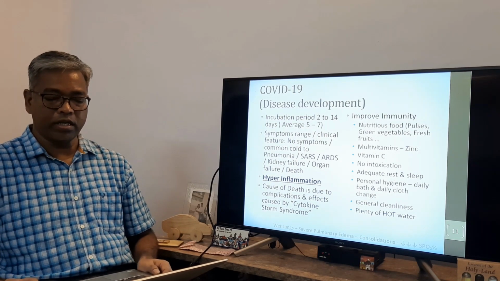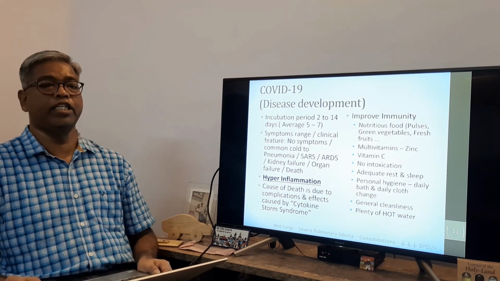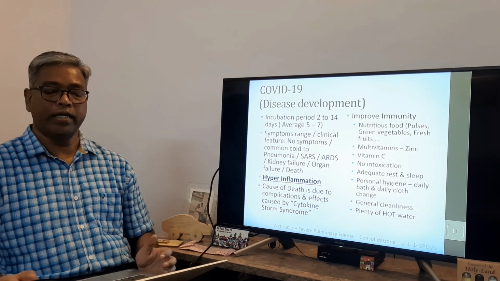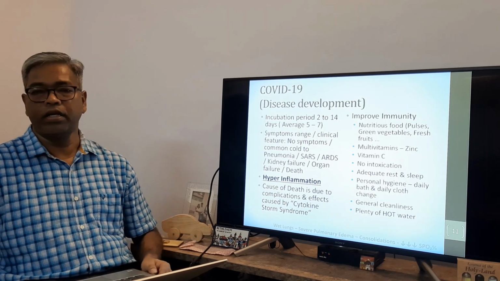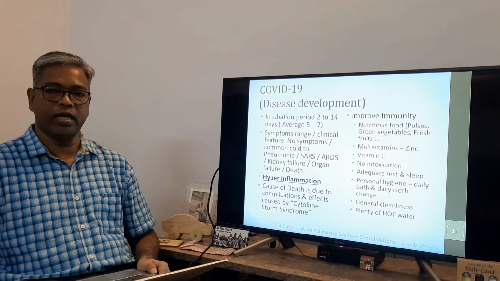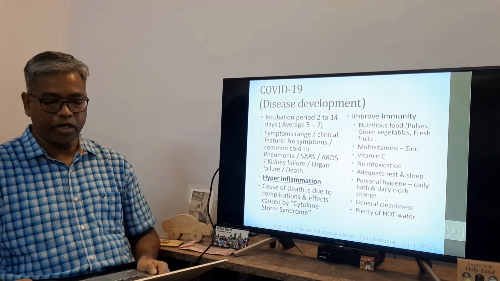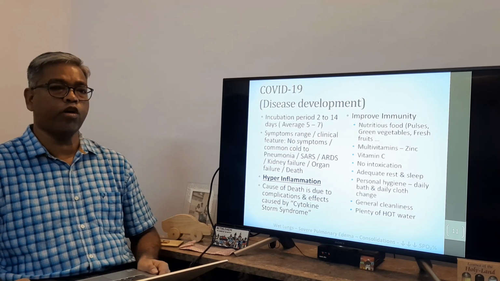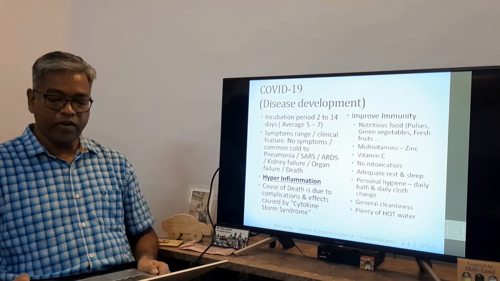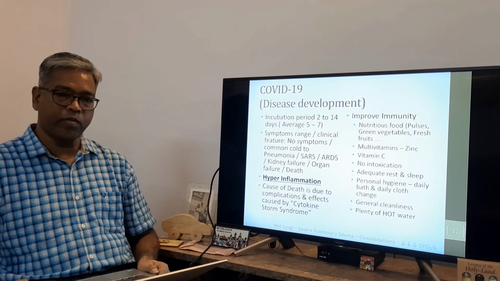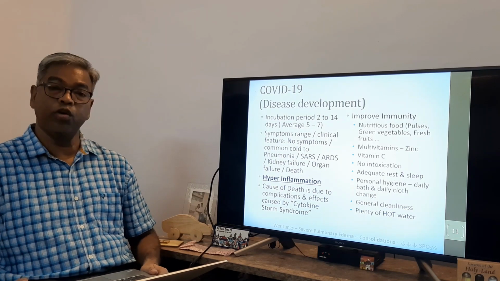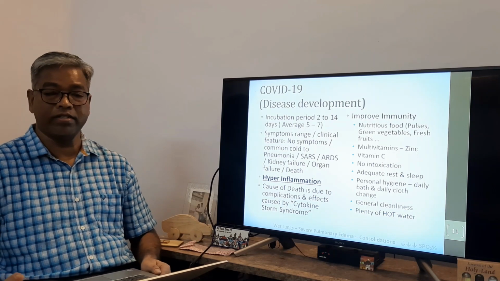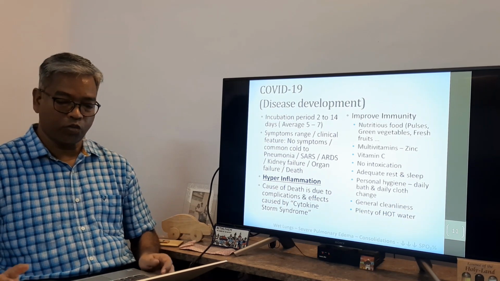And maintain your personal hygiene: daily bath, daily change of clothes, hand sanitization, and even change of bed sheets and towels will be very important. So general cleanliness is important, and drink lots and lots of hot water. Even now, after I have recovered from COVID, I drink about 4 liters of hot water every day. And when I say hot, I mean hot, not warm water.